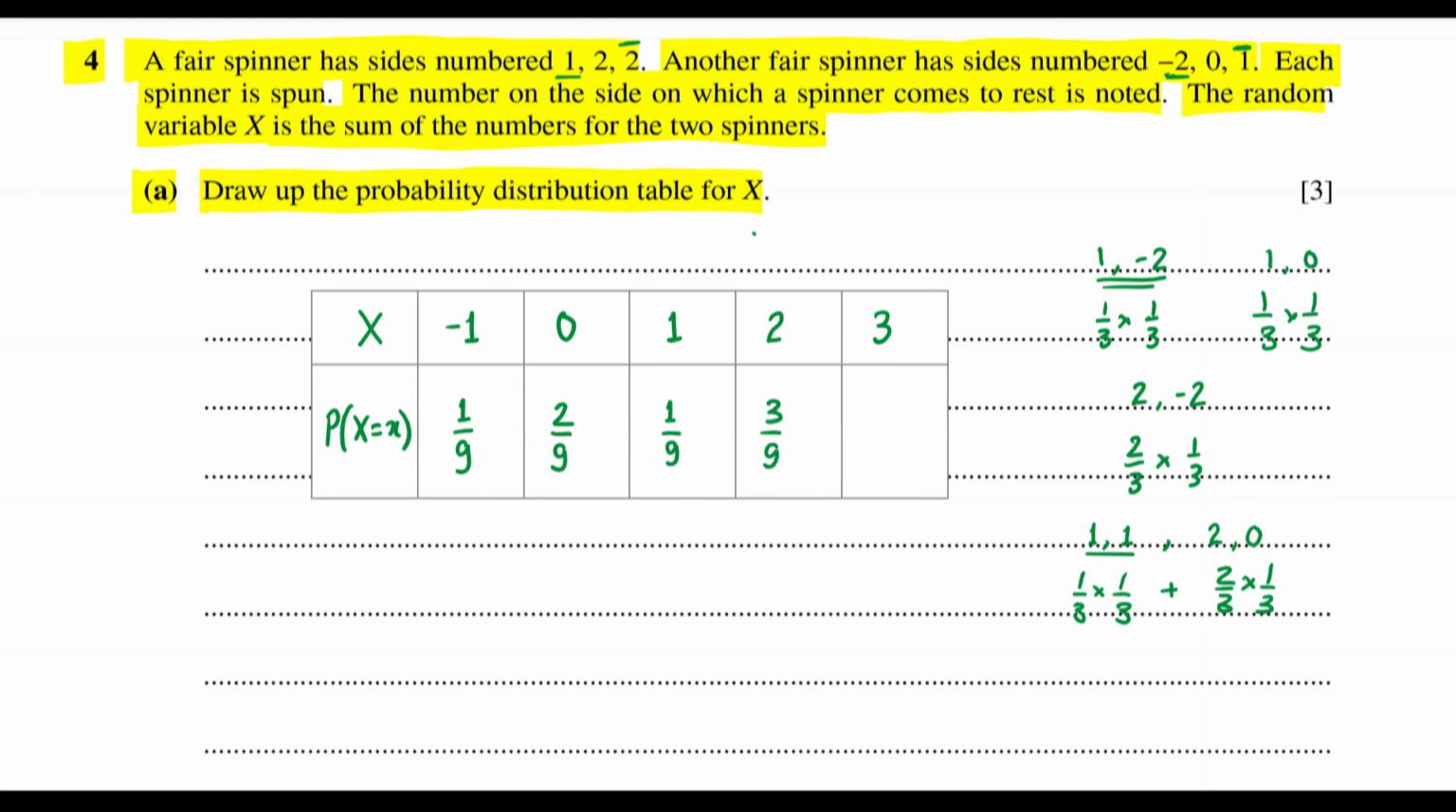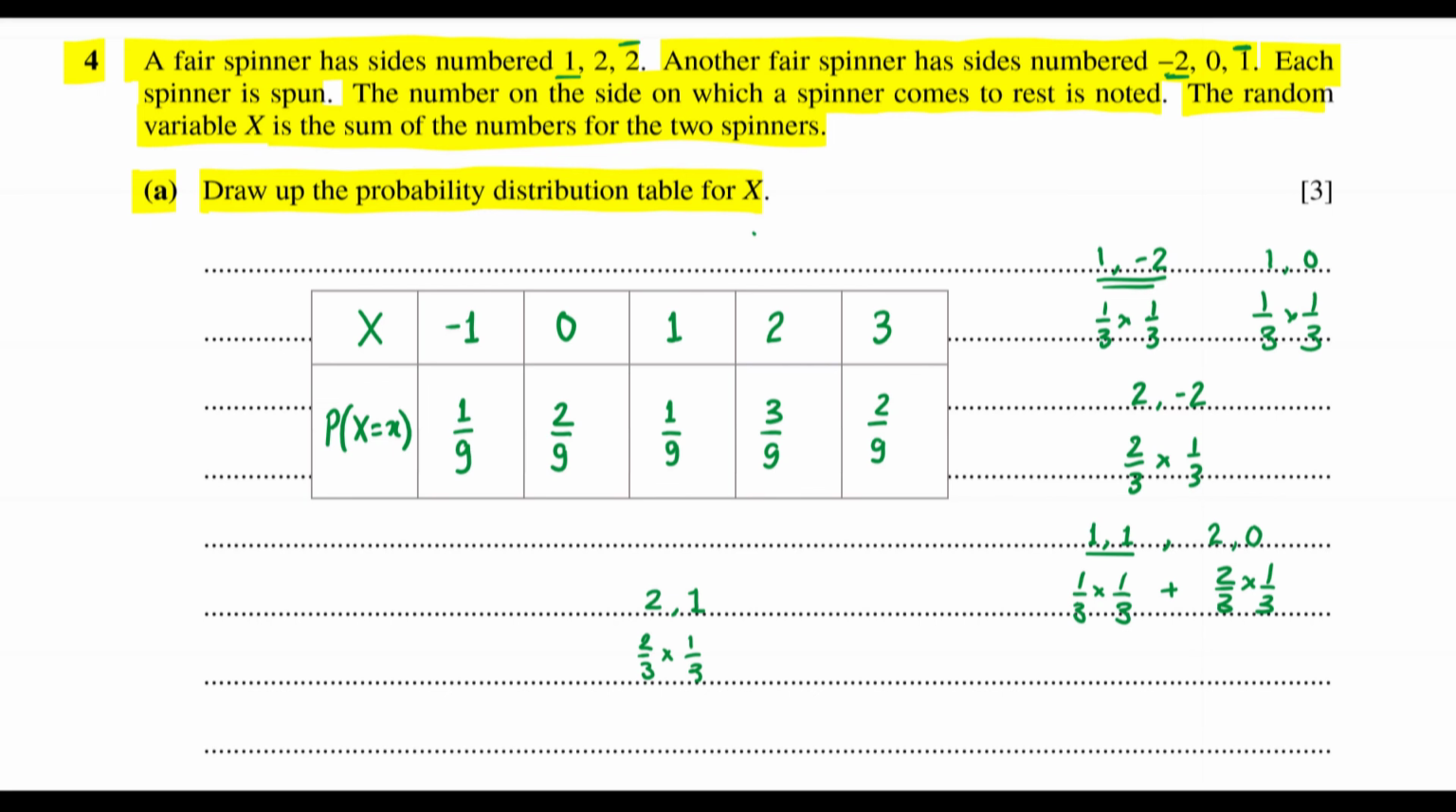And lastly, it is 3. 3 means we are getting 2 from the first spinner and 1 from the second one. I guess that's the only possibility. So 2 means 2 by 3, and 1 from the other is 1 by 3. So it is 2 by 9.